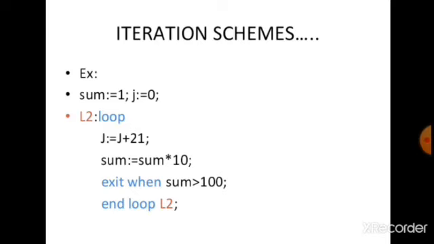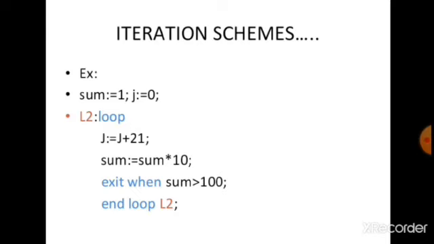Once again it starts executing the statements of the loop. j is equal to, first 21, now it is 21 plus 21, that is 42. Next sum is equal to 10 into 10, 100. In the first pass it was 10, now in the second it is 10 into 10, that is 100. But is sum greater than 100? No. If we had taken greater than or equal to 100, then it would exit the loop. But now it is equal to 100, and your condition is that it should be greater than 100.